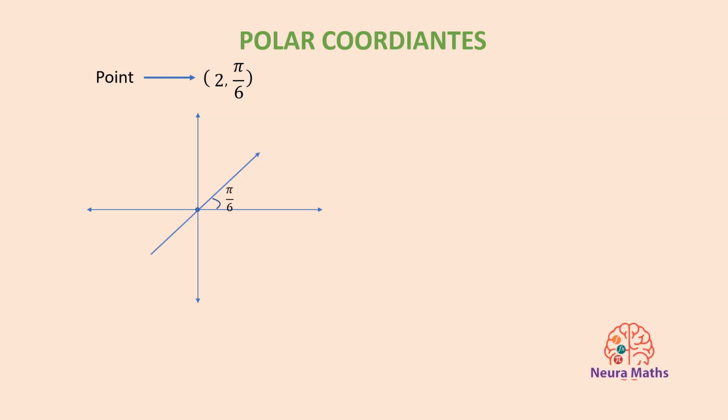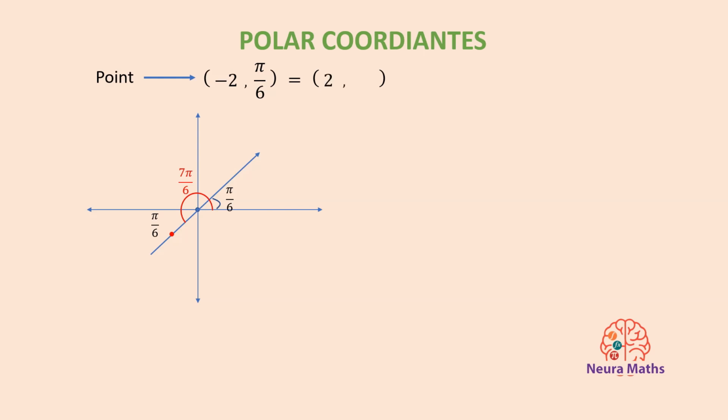Like this. Notice that each point on the plane can have more than one polar coordinate ordered pair because the direction in which the point lies can have its angle expressed in more than one way. For example, here, the point (-2, pi/6) has the same location as the point (2, 7pi/6).